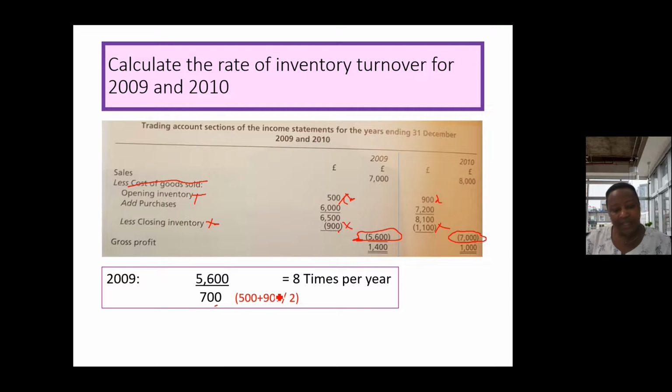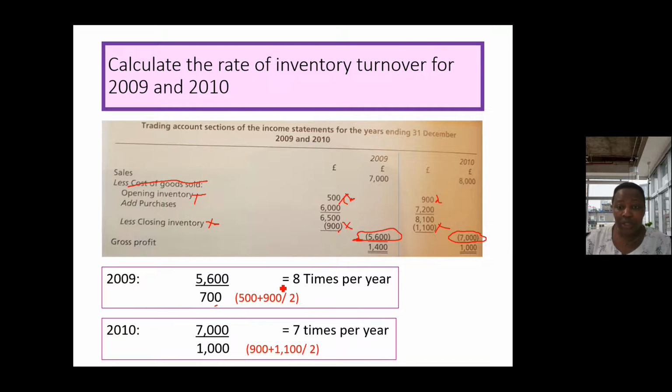In 2010, we do the same calculation. Your cost of sales, we have identified 7,000 here, divided by your average inventory: 900 plus 1,100 gives you 2,000. 2,000 divided by 2, we have 1,000. So 7,000 divided by 1,000 gives us 7 times per year. So you're seeing that in 2010 compared to 2009, it's slowing. There's a slowdown in how many times the inventory is being turned over.